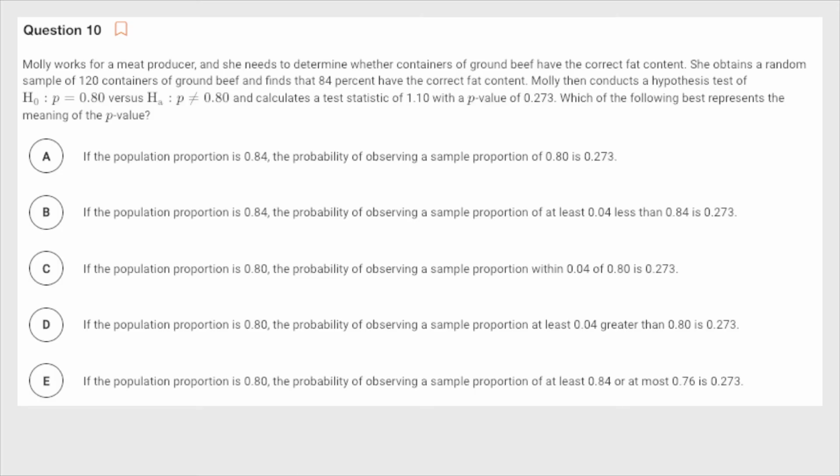Question 10 gives you a bunch of information, and sometimes it's easier to process if you jump to the end. Which of the following best represents the meaning of the p-value? So you have a hypothesis test with this given information, and you're expected to interpret the p-value of 0.273.